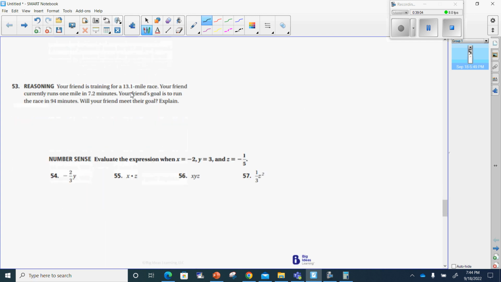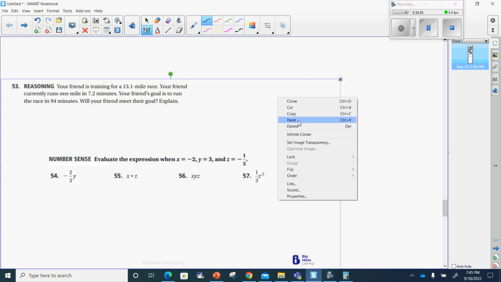Your friend is training for a 13.1 mile race. Your friend currently runs 1 mile in 7.2 minutes. Your friend's goal is to run the race in 94 minutes. Wow. Okay. Will your friend meet their goal? Okay, that's a weird way of putting that sentence. And it says, and here's the answer.